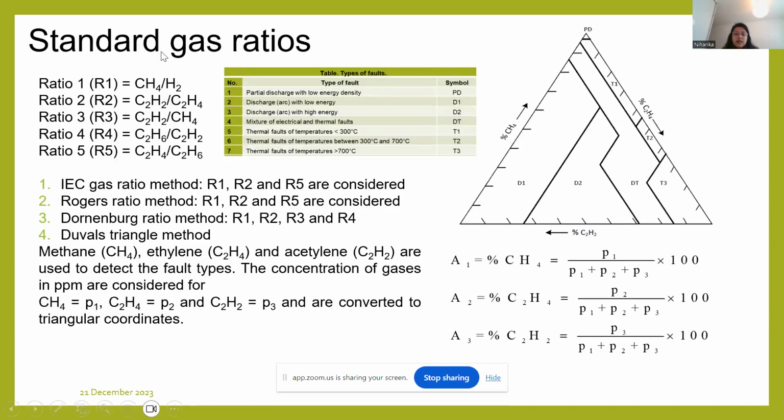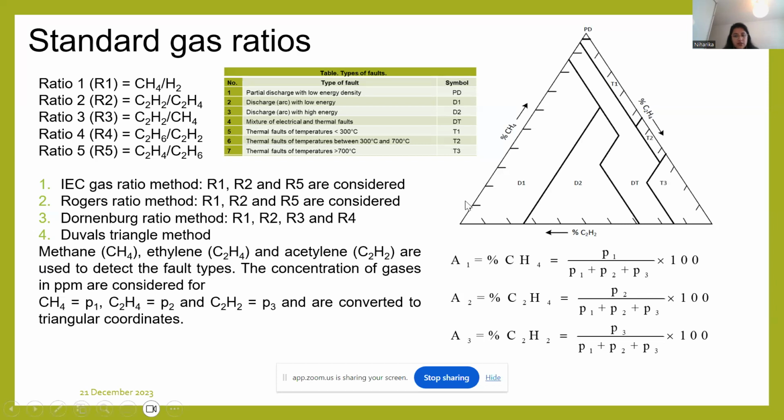So there are the standard gas ratios for the dissolved gas analysis. Up till now it was fine, the structure of the oil has not changed while doing the FTIR or the NMR. But we need to find out if there are any incipient faults, and that is how the dissolved gas analysis helps. The standard gas ratios are R1, R2, R3, R4, which are the ratios of the various gases like methane to hydrogen, acetylene, ethane, ethylene, etc. From these five ratios, we can formulate the IEC and the Rogers ratio and the Dornenberg's ratio, which are a few of the methods to analyze the dissolved gases.